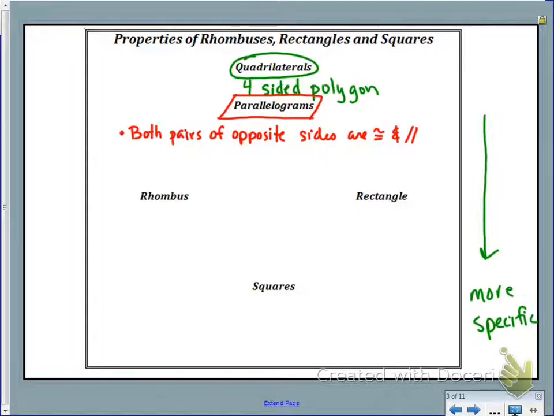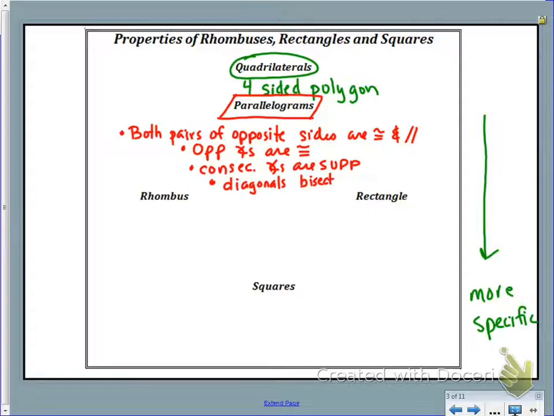We also know, if we think about a parallelogram, that opposite angles are congruent, consecutive angles are supplementary, and finally the diagonals bisect each other. So at this point, we should know all of those facts about a parallelogram. If we don't, that's something that we need to study. So we're going to move on to the next shapes today.